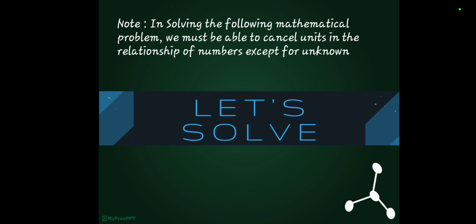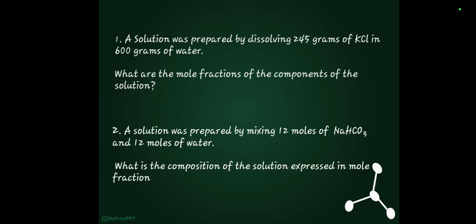FB account. So in solving the following mathematical problems, we must be able to cancel units in relationship of numbers except for the unknown. Again, if the unit is the same, there is a reminder that we always cancel it. But if it is not the same, you write both units. For example, mole and kilogram, you can write it as mole per kilogram. But if it is the same, we have to cancel it to get the certain unit. Okay? So this would be your assignment for today, including the molality task.